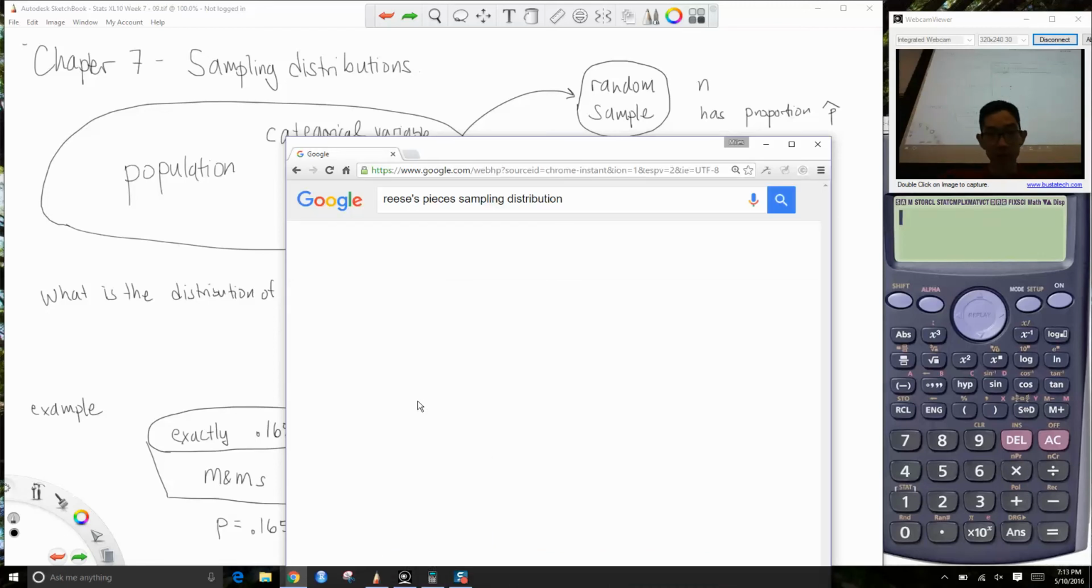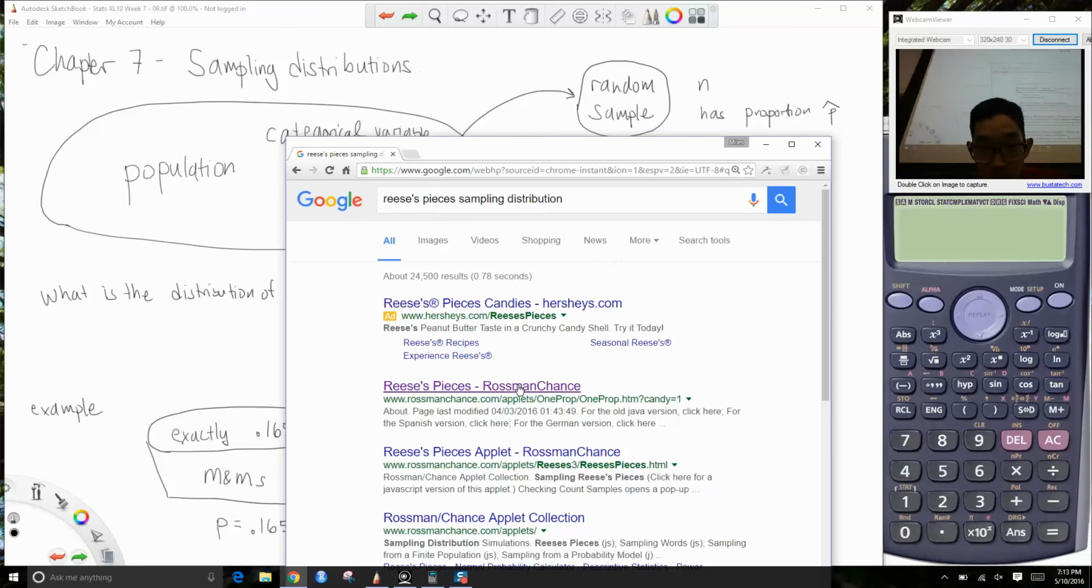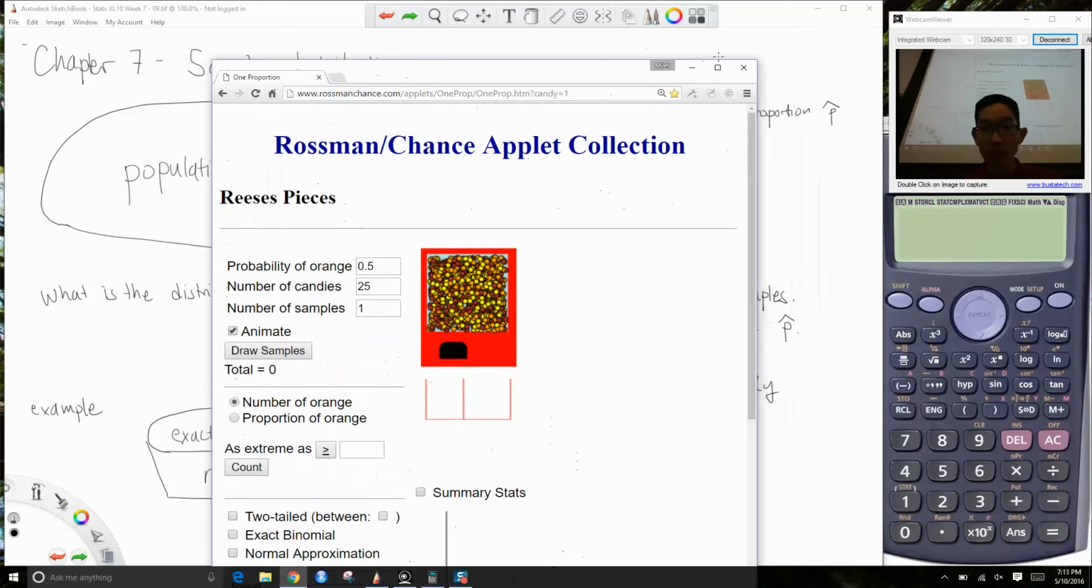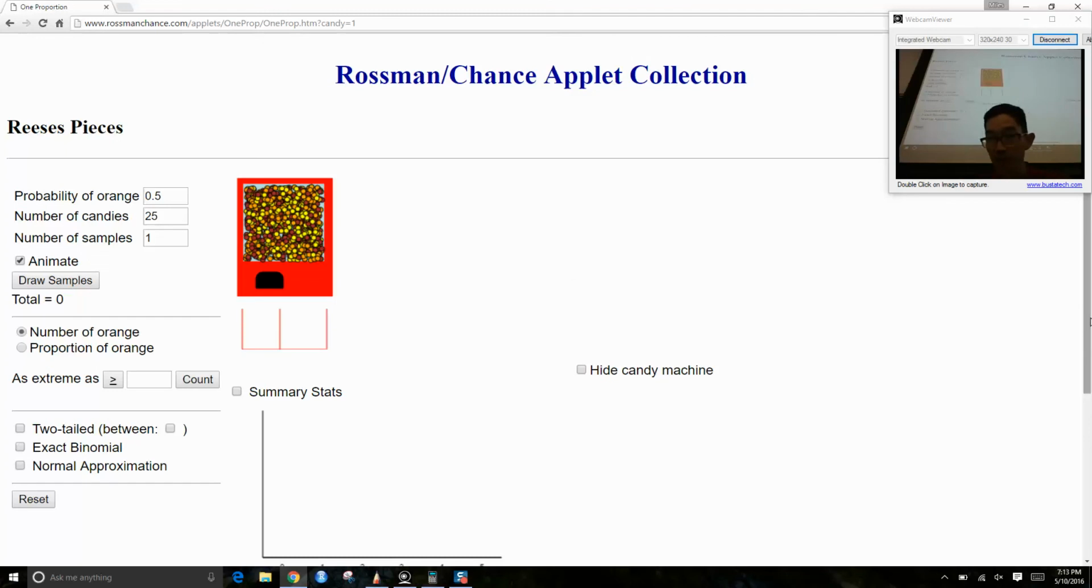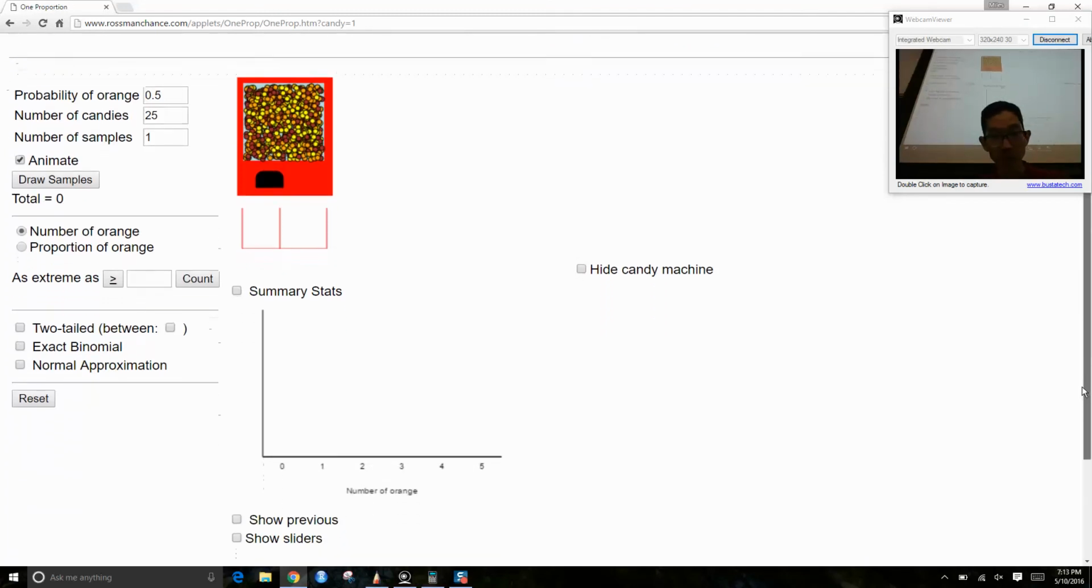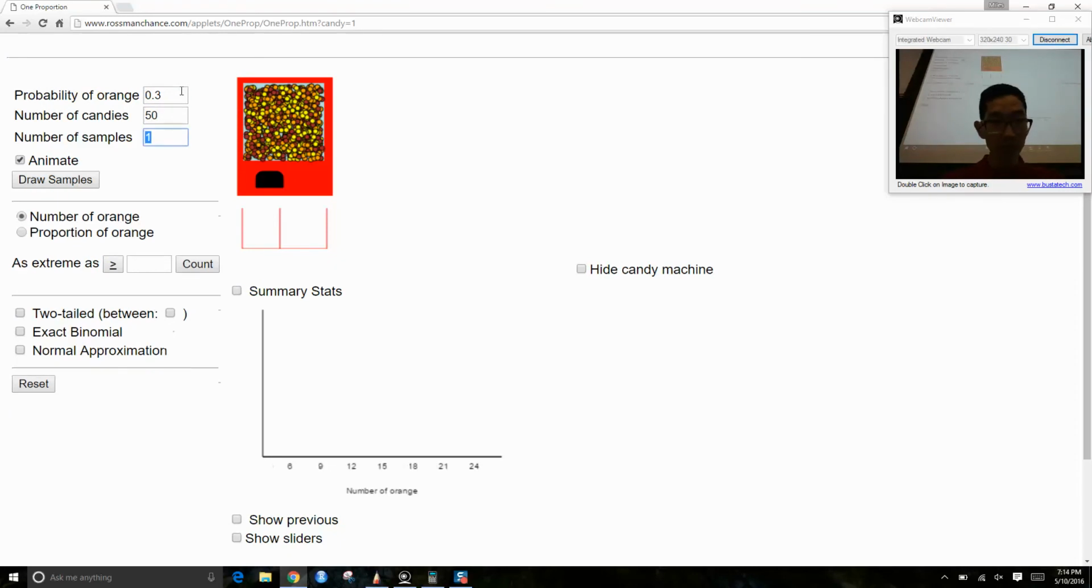Reese's Pieces. So in this simulation, this is like a big tub, and it's full of not M&Ms, but Reese's Pieces candies. Reese's Pieces are kind of like M&Ms, but they have peanut butter inside. They come in 3 colors: brown, yellow, and orange. But they look a lot like M&Ms.